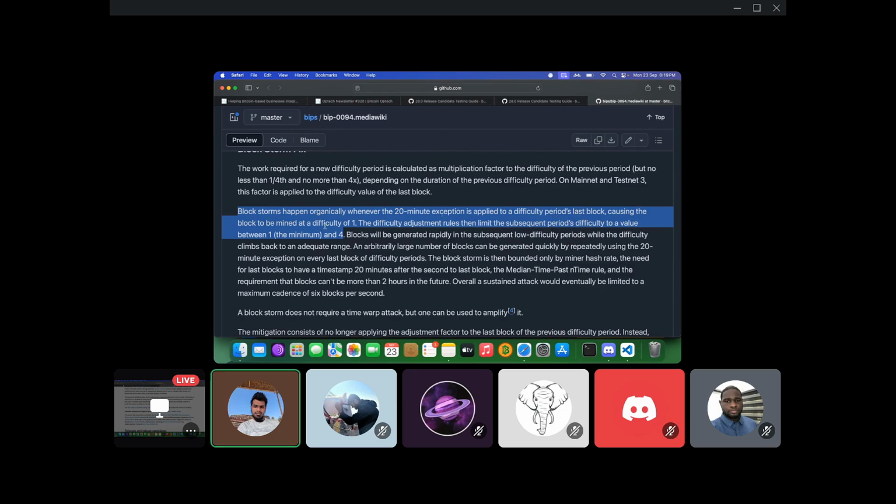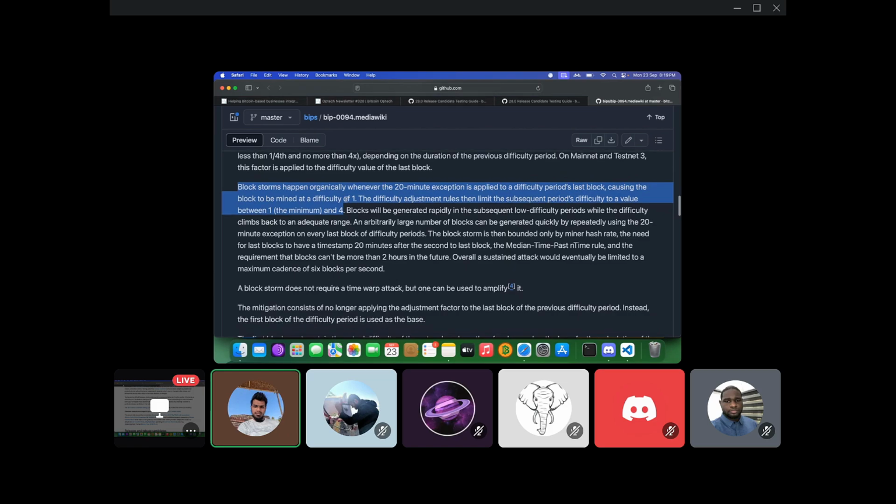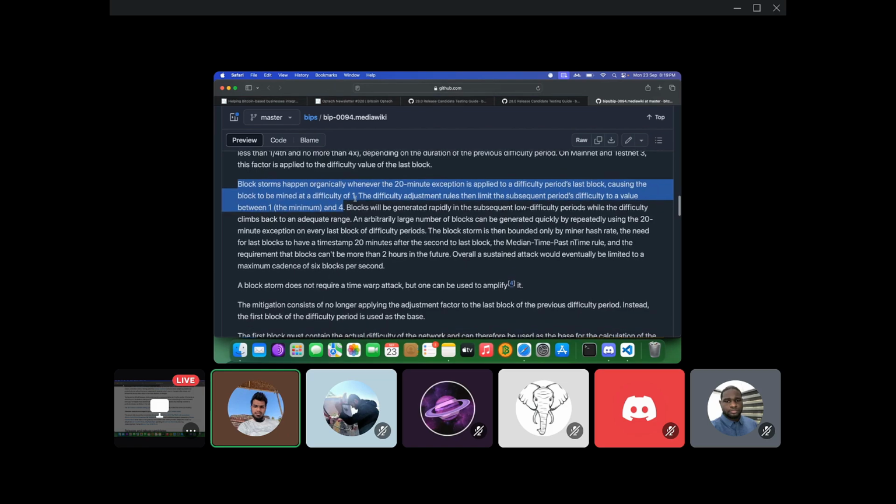Okay, and we just now talked about the 20-minute exception rule. So if the last block in a difficulty adjustment period has a timestamp which is 20 minutes past the previous block, then the difficulty of mining the last block will be 1, right? And if that is 1, then that factor will be taken into consideration, or that will be the benchmark in determining the difficulty of the subsequent difficulty adjustment period.